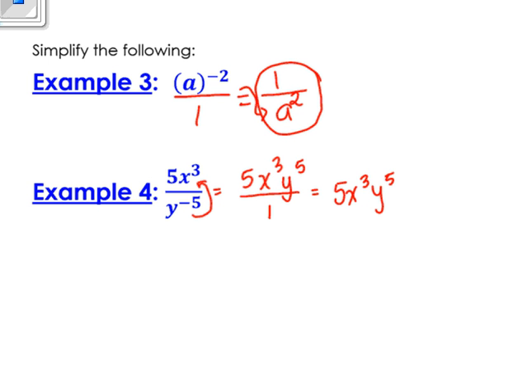And that is it for tonight. So make sure that you got all those rules down and that we can talk about them more tomorrow.